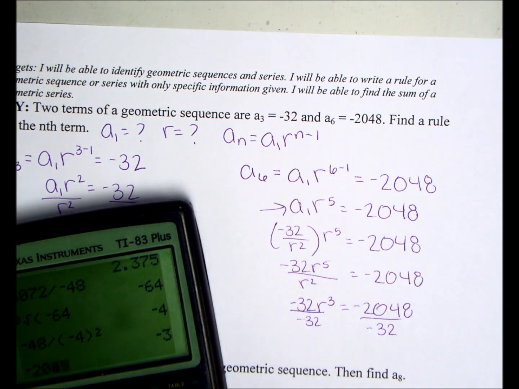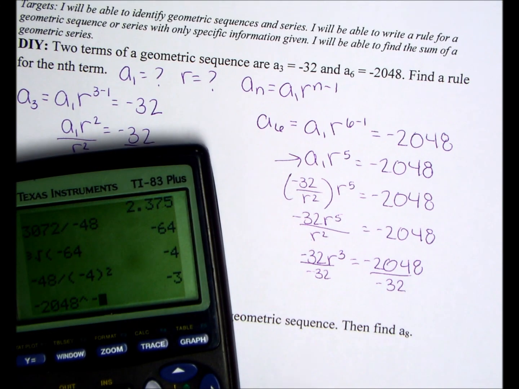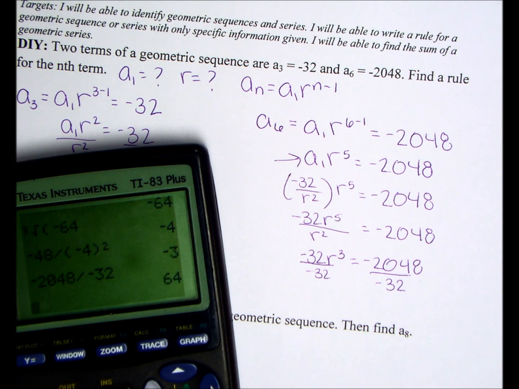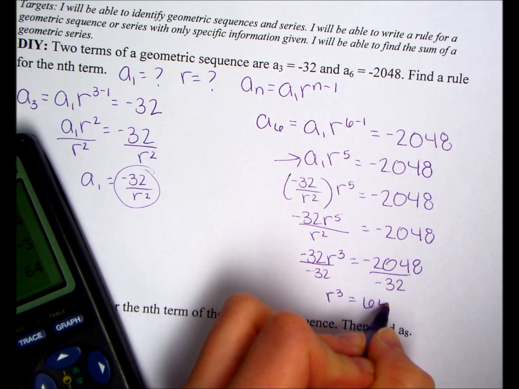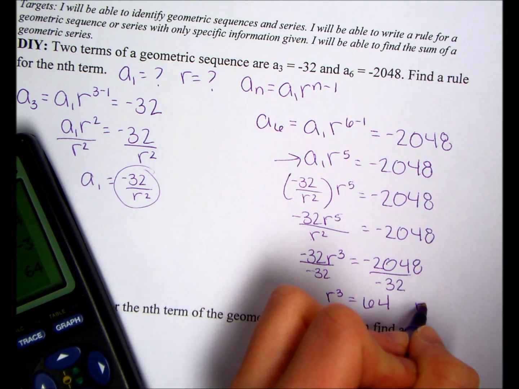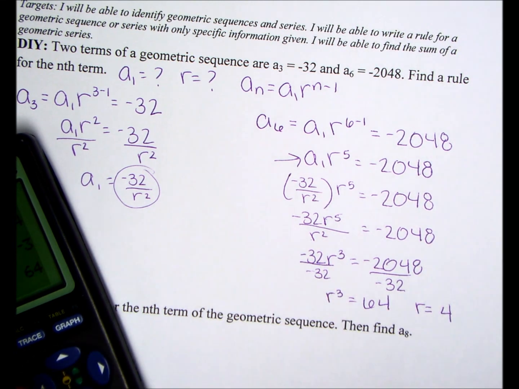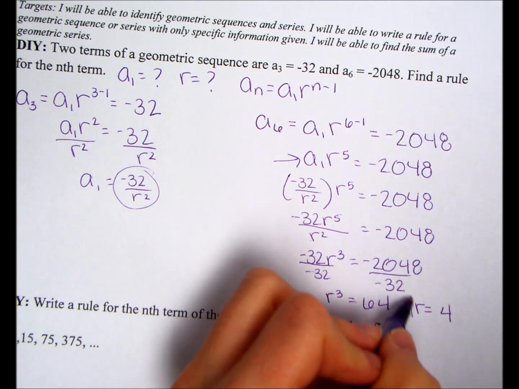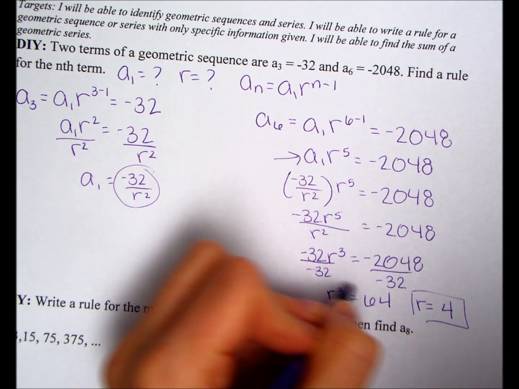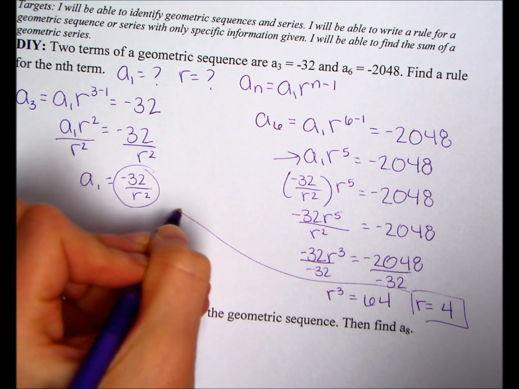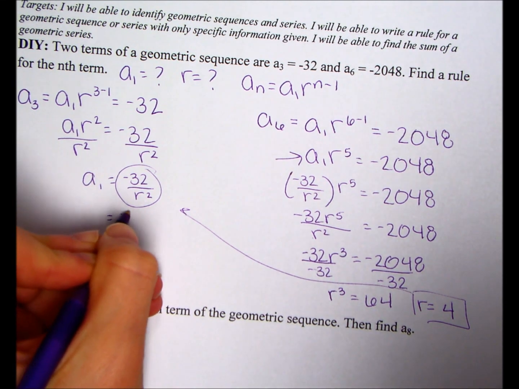Negative 2048 divided by negative 32. We get 64, so r cubed is equal to 64. And if I take the cube root of that, I get 4. Okay, so that's kind of nice. Now that's r. I've got to get the first term, so I'm going to plug r back into here. So I'm going to take this and shove it back into this equation.